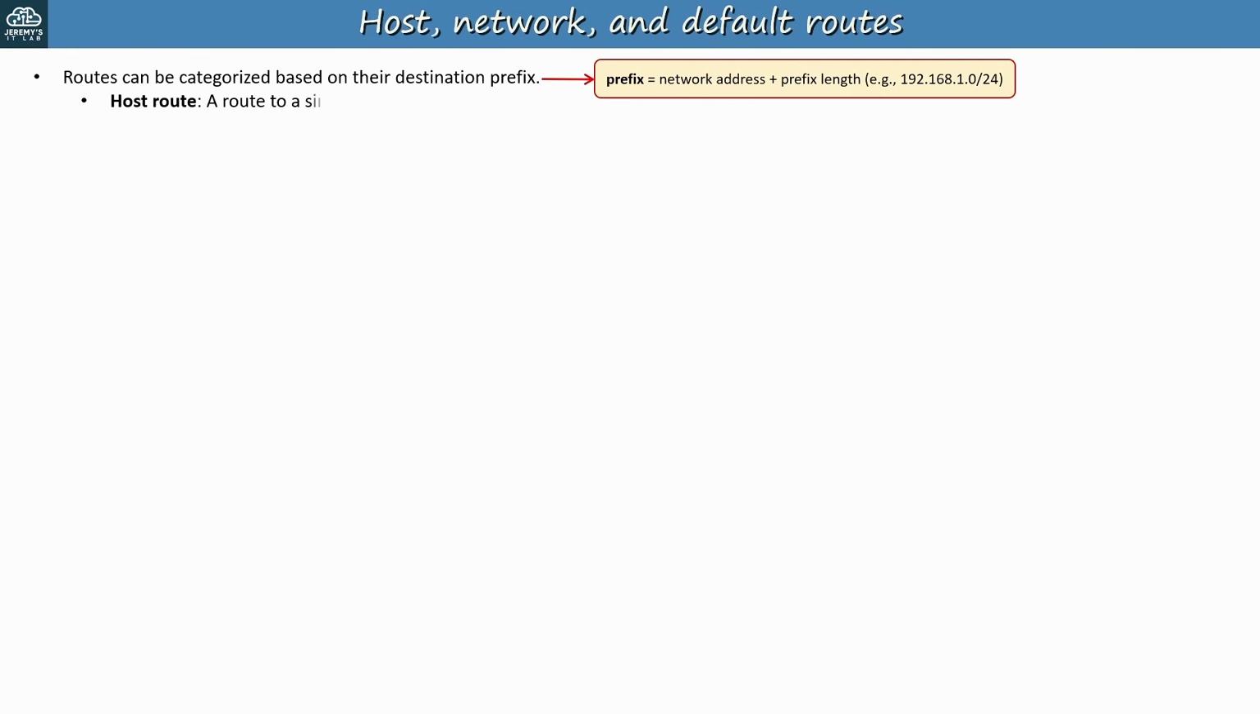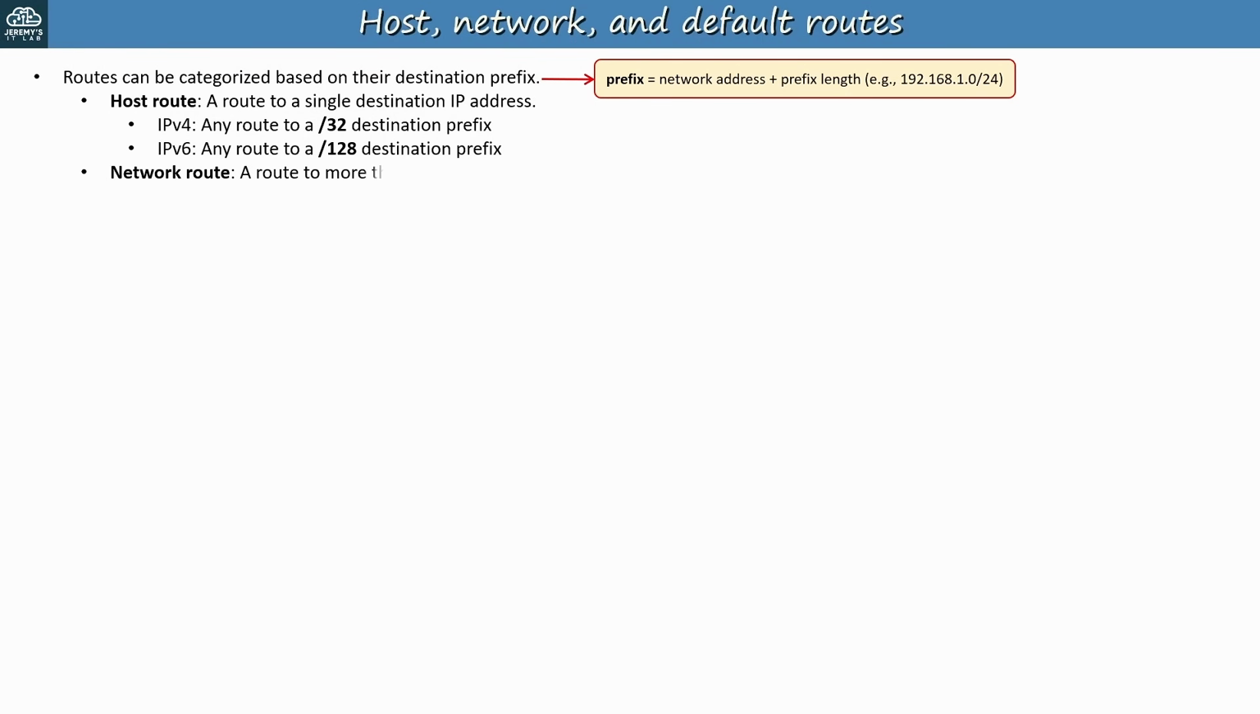For example, a host route is a route to a single destination IP address. It's a route to one host, hence the name host route. In IPv4, this is any route to a /32 destination prefix. A /32 route matches a single IPv4 address. And in IPv6, it's any route to a /128 destination prefix, matching a single IPv6 address.